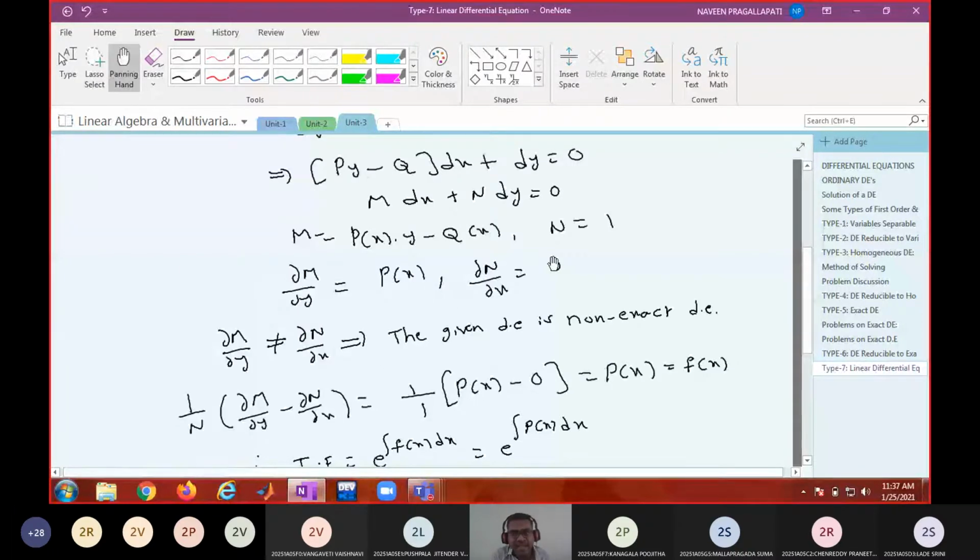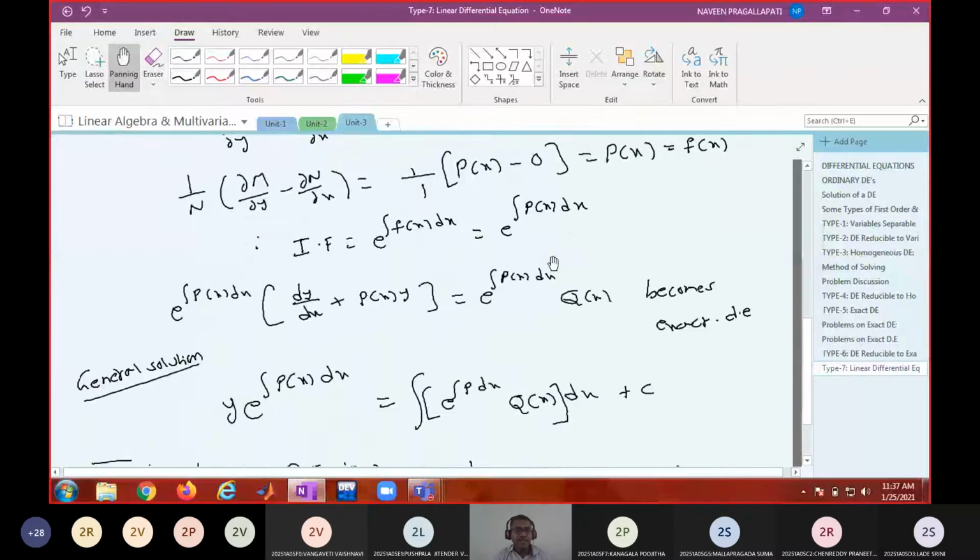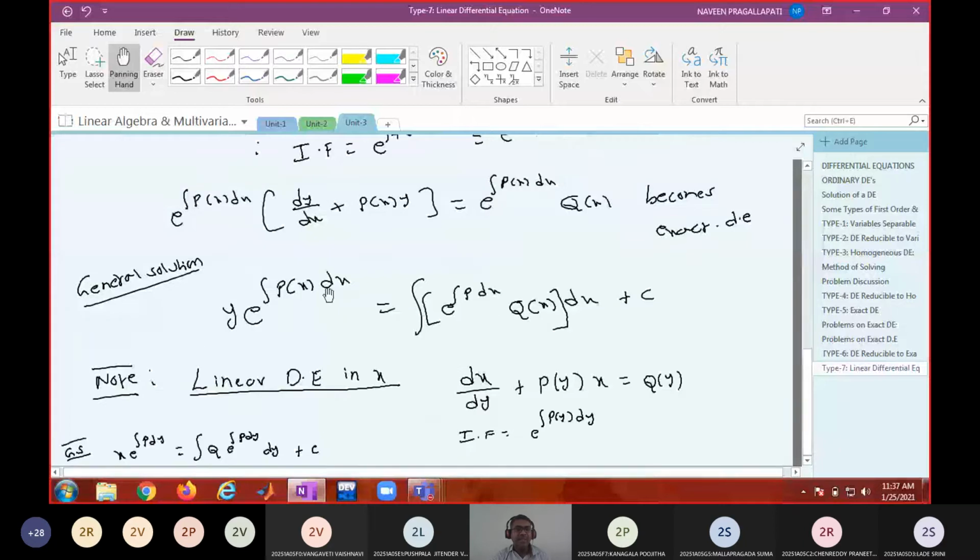What do you mean by exact differential equation? You can rewrite the exact differential as a derivative of a function. For that, I have given you a formula to write down the general solution. Either you apply the formula or you may write down the simplified version of the formula for a linear differential equation. After converting into an exact differential equation, it is y into integrating factor is equal to integral of integrating factor into Q dx plus c.